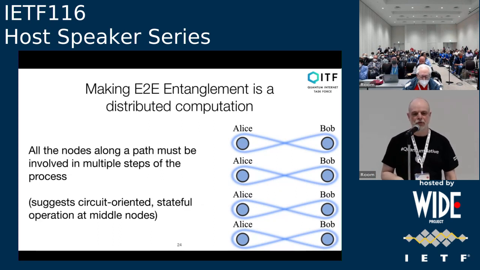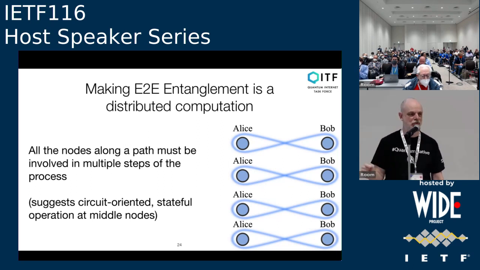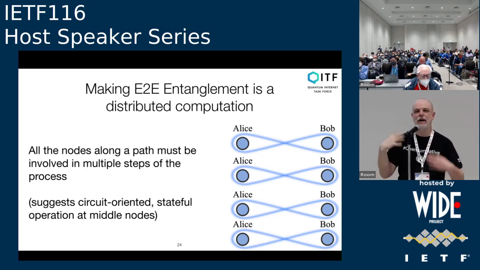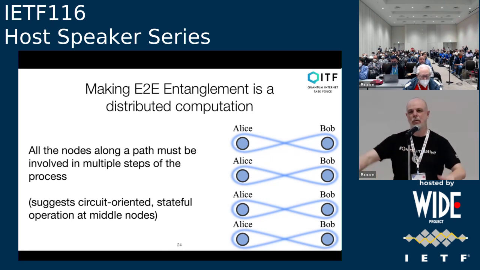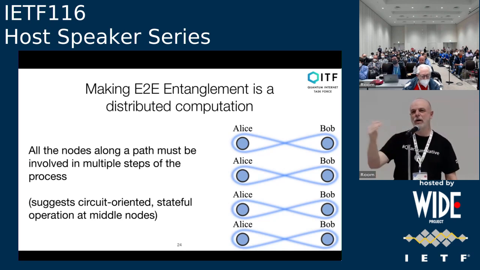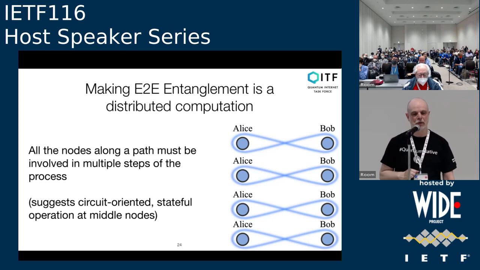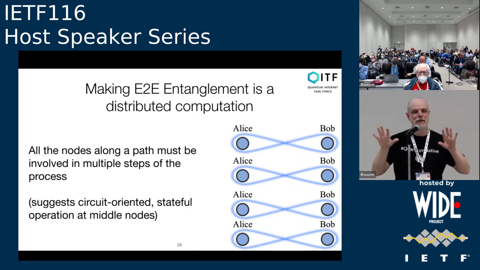Next slide, please. One of the things I really want to emphasize here is that making this end-to-end entanglement is a distributed computation. So quantum repeater networks are not going to be like classical packet forwarding, where you fire a packet and forget it and don't have to worry about operations along the path. You just assume that packet forwarding will happen. All of the nodes along the path are going to have to be involved in the creation of this end-to-end entanglement. And so this suggests that it will be a circuit-oriented model with stateful operation at each of the nodes. That's the kind of area where people in this room can really contribute, working out some of the operations that are involved in this.